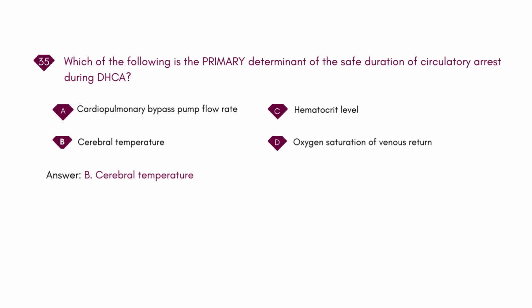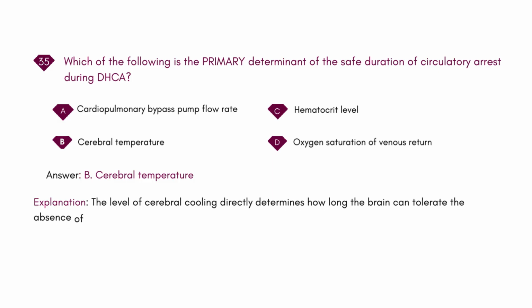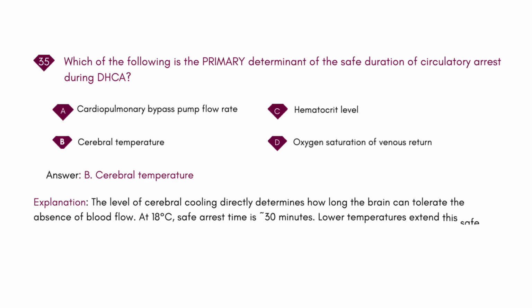Answer: B. Cerebral temperature. Explanation: the level of cerebral cooling directly determines how long the brain can tolerate the absence of blood flow. At 18 degrees Celsius, safe arrest time is 30 minutes. Lower temperatures extend this safe window.